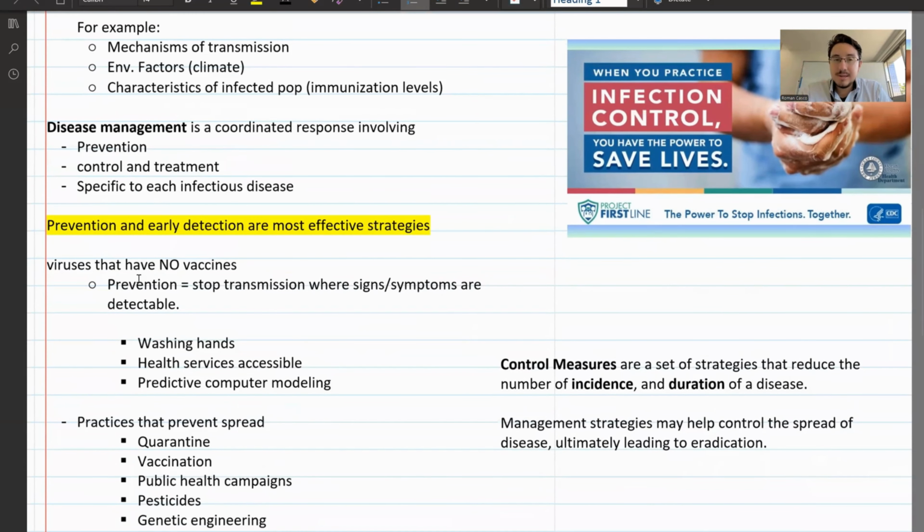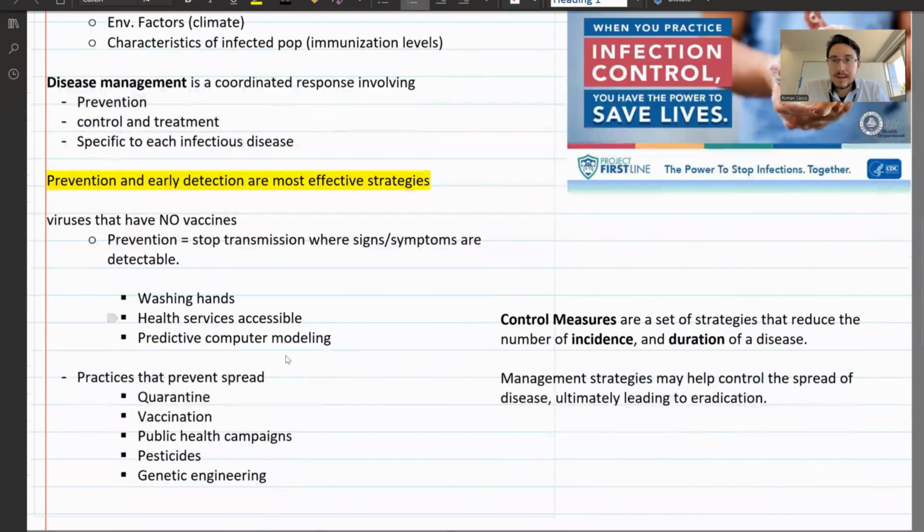As we take a look at different pathogens, one of the most important ways is prevention and early detection. That goes without saying. You must be able to detect early and prevent, to try to ease the spread of disease. So it's one of the most effective strategies.